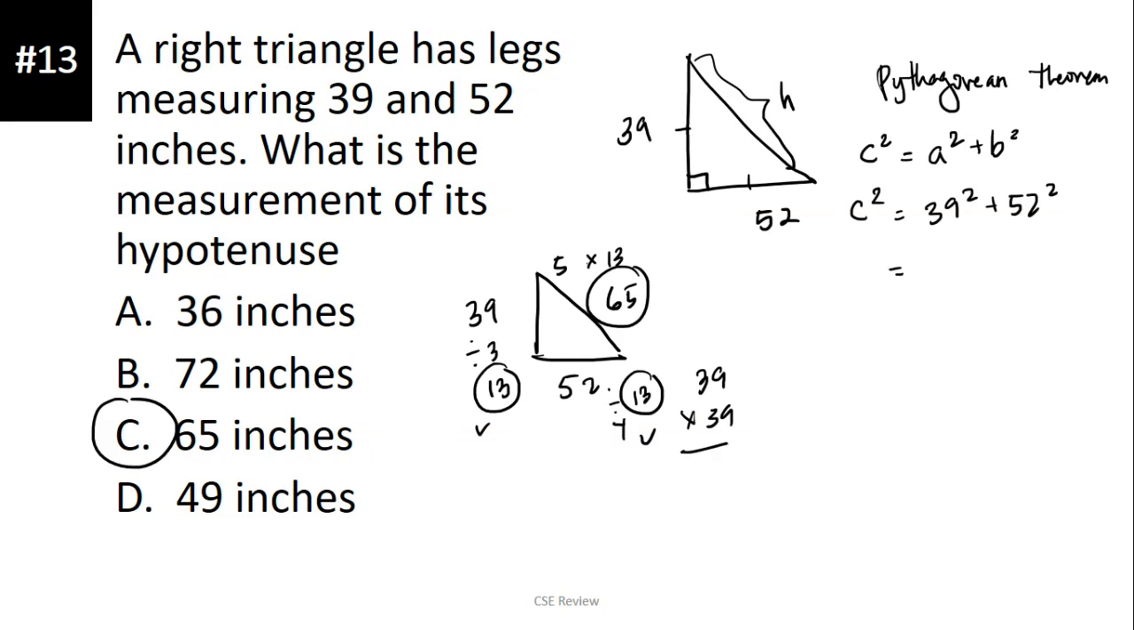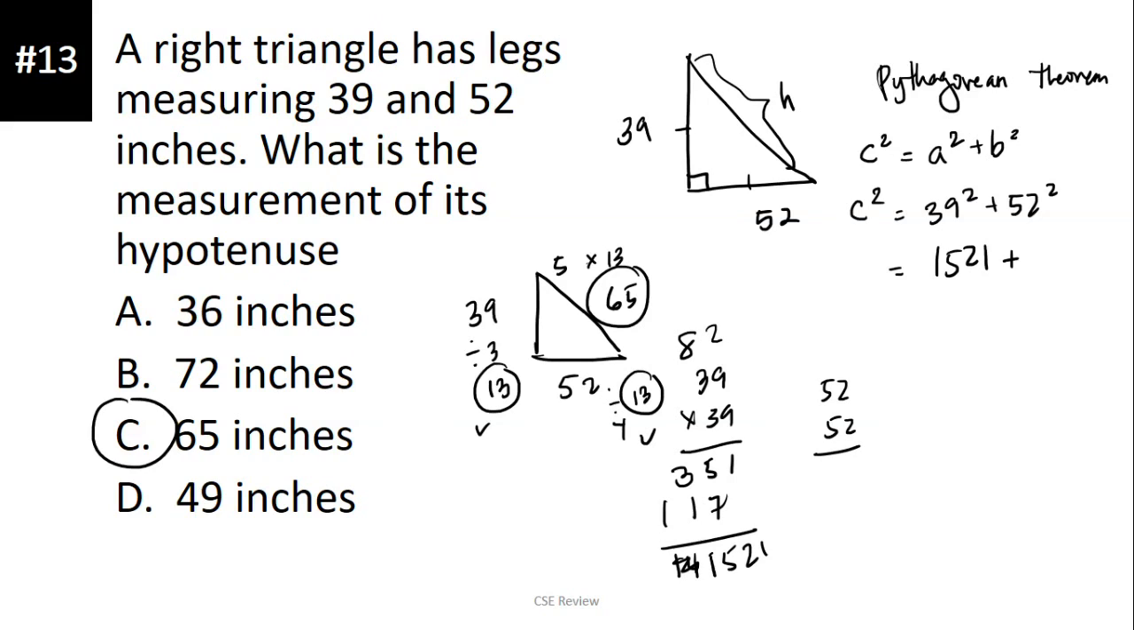39 times 39, this is 81. So, 9, 18, 27 plus 5 is 35. This is 27. 3 times 3 is 9 plus 2, that is 11. So, this is 1, 4, 1, 5, 2, 1. So, 1521 plus 52 times 52.